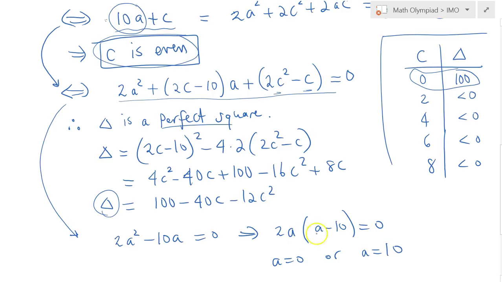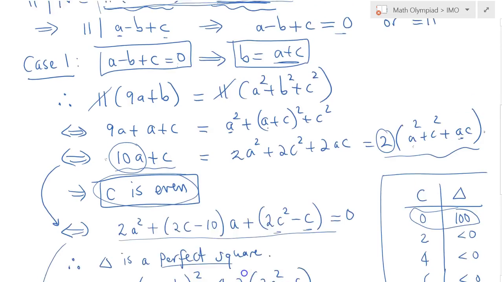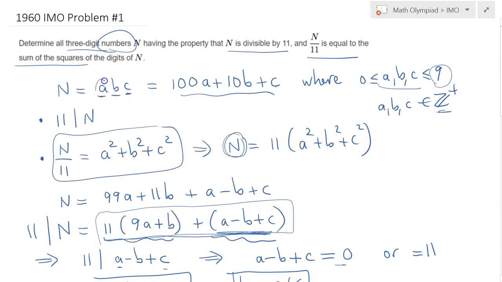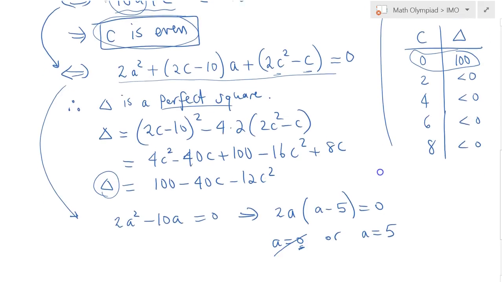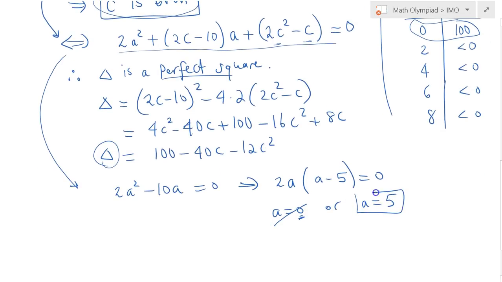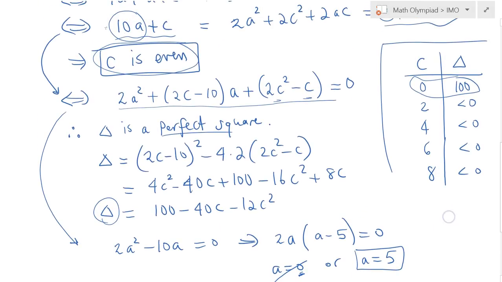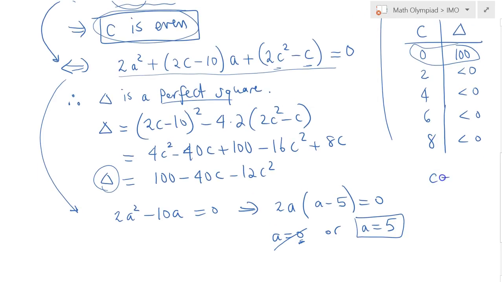So this one is a 5. I was thinking, wait a second, that's not a 3-digit number then. So that can't work because remember, our number is a 3-digit number, so a can't really be 0. So the only possibility is a is equal to 5. But remember, in this case, so far we have c is equal to 0. Remember from this.